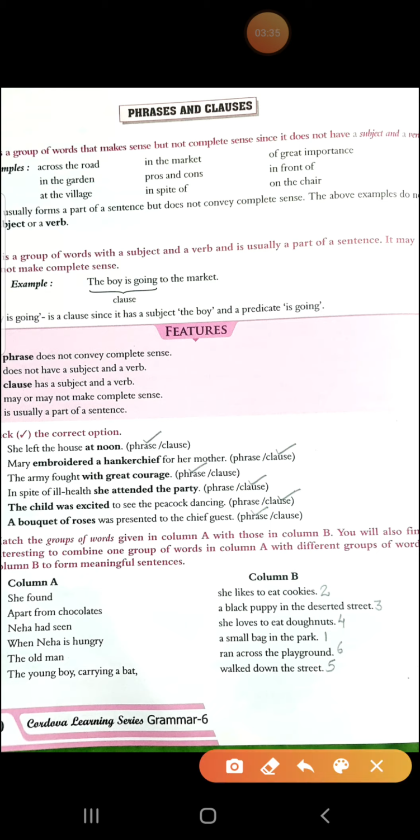Then see the third one, of great importance. Again it is the same way. In the garden, pros and cons, in front of, at the village, in spite of, on the chair. So these are all examples of phrases. And in phrases we don't have a subject and a verb. I hope this thing is clear.